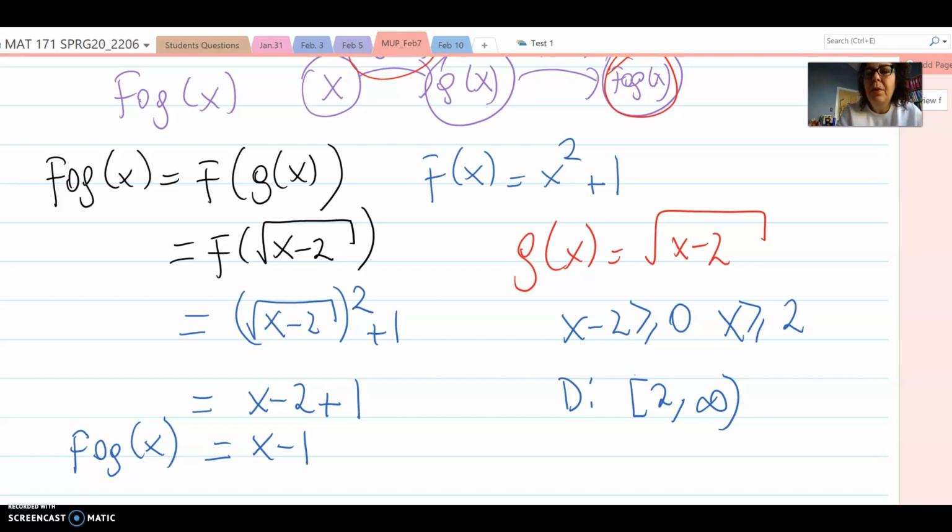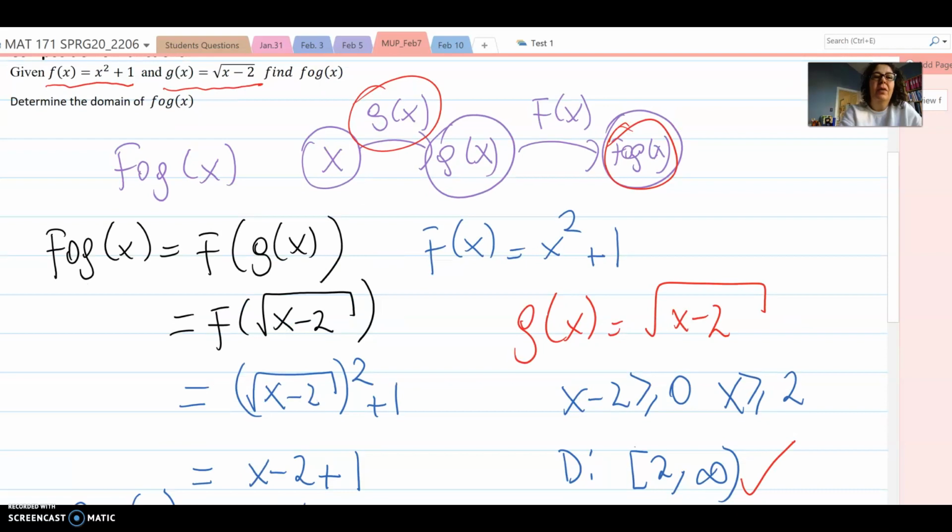So I need to adhere to that. I need to obey this rule to be able to produce meaningful g of x output results, so f of x can act on it. So this domain will be the domain of this function, and that should be the answer to your question in the case that we're asking you to determine the domain and find f of g of x.